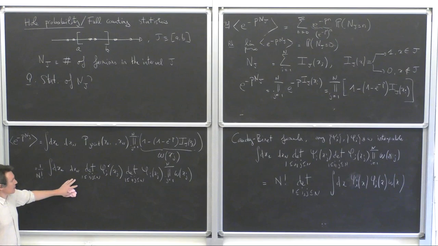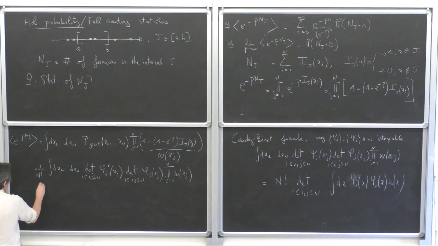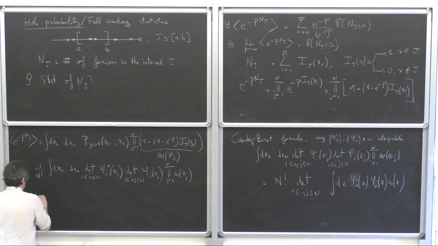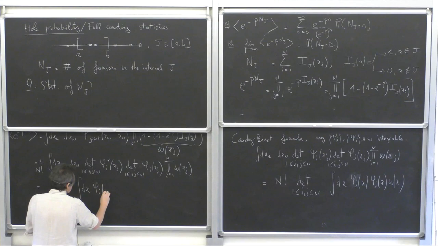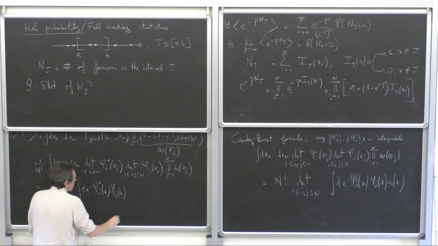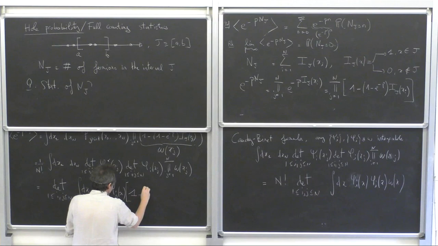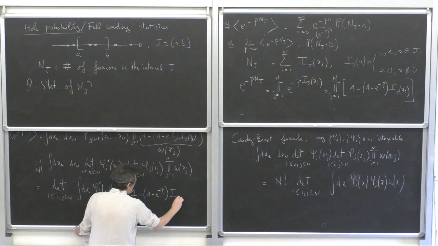Now here, I can precisely use this with psi_i equal to phi_i star. So this factorial n just cancels, and we get something quite nice, because this is just a single determinant of what? Let's write it explicitly. We have an integral here of phi_i star of x, phi_j of x, and now let me include what w is. So w is just 1 minus 1 minus exponential of minus p_ij of x.